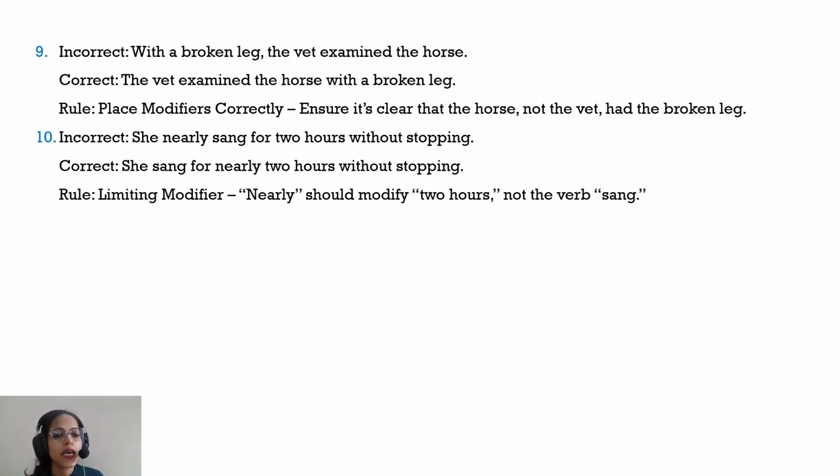Okay. With a broken leg, the vet examined the horse. So the broken leg is for the horse and not for the vet. So the vet examined the horse with a broken leg. Okay, so the horse is with a broken leg and not the vet.